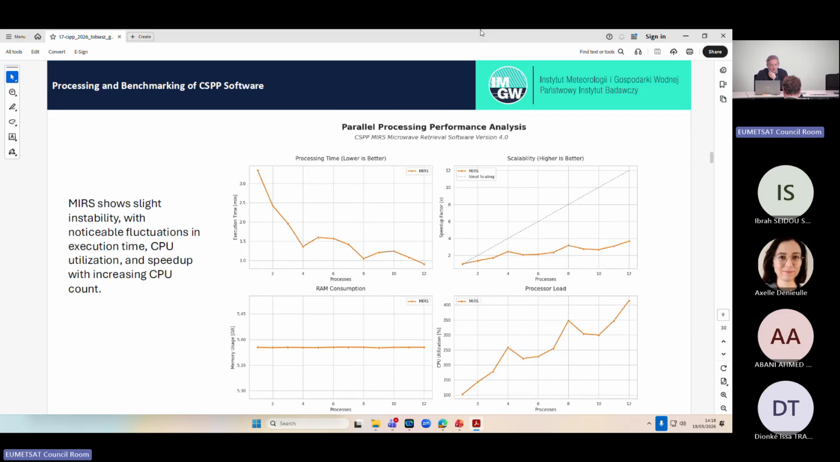For MiRS, we show slight instability with noticeable fluctuation in execution time. It jumps between around four processors and 8 processors, and memory usage is constant. So total speedup is around 4 for 12 processors, and utilization is still around 400%.